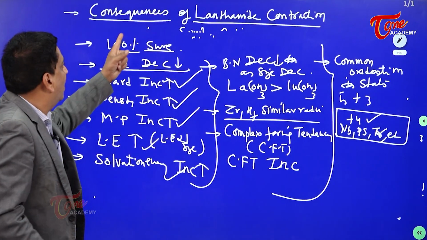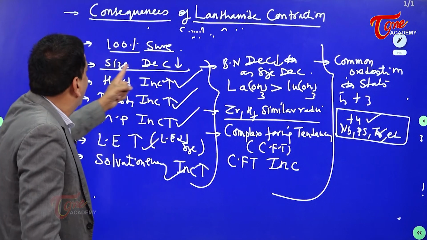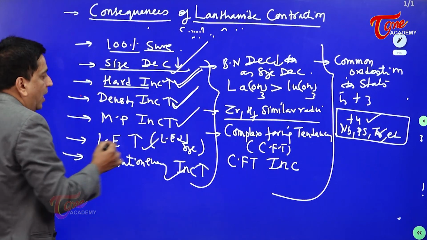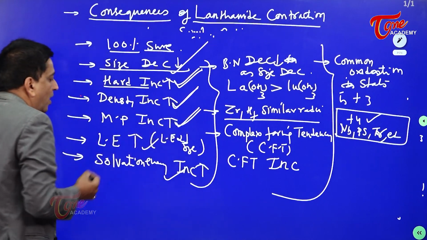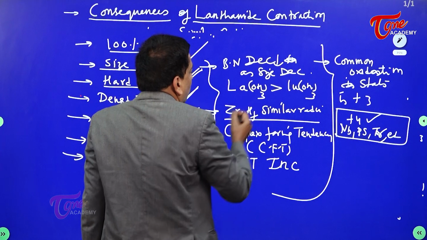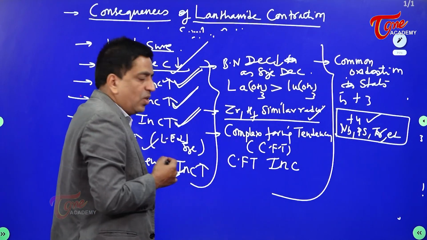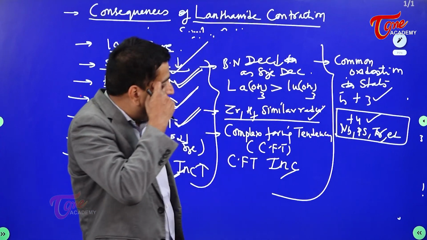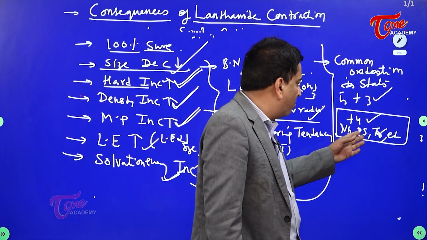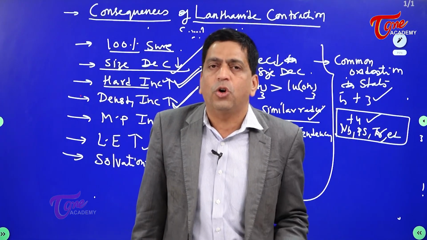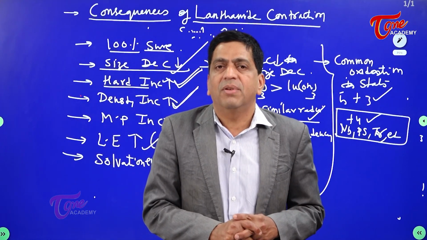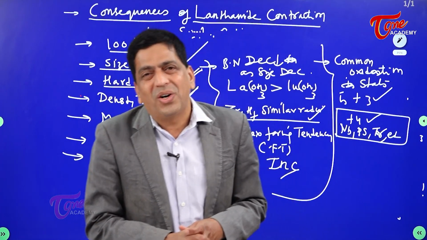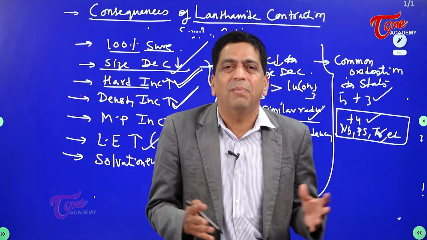Watch carefully. The consequences of lanthanoid contraction, the gist of what we told: size decreases, hardness increases, density increases, melting point increases, lattice energy increases, solvation energy increases, basic nature decreases, zirconium and hafnium have similar radii, CFT, complex forming tendency, increases, common oxidation states are +3, but +4 is also seen in neodymium, praseodymium, terbium, etc. Some of the elements will also show the +4 oxidation state. You must understand that is the consequences of lanthanoid contraction. And all these are happening because the f subshell is a poor shielder, because it has peculiar diffused shapes. You must understand that, right?